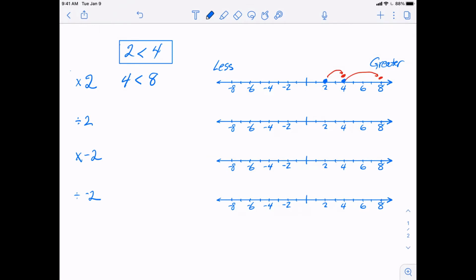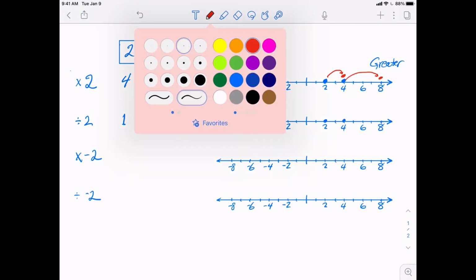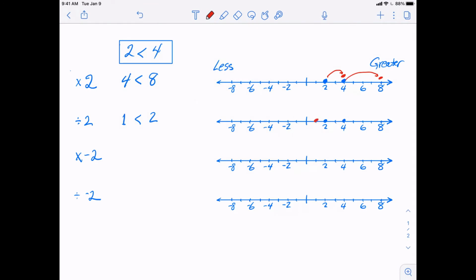Now let's look at dividing by 2. So if we divide both sides of 2 is less than 4 by 2, we get 1 and 2, and 1 is less than 2. Again, if we start with 2 and 4, and then we divide by 2, we get the results 1 and 2. The 4 goes over here, 2 goes there, and you can still see that 1 is to the left of 2. Now let's look at what happens when we multiply and divide by negatives.